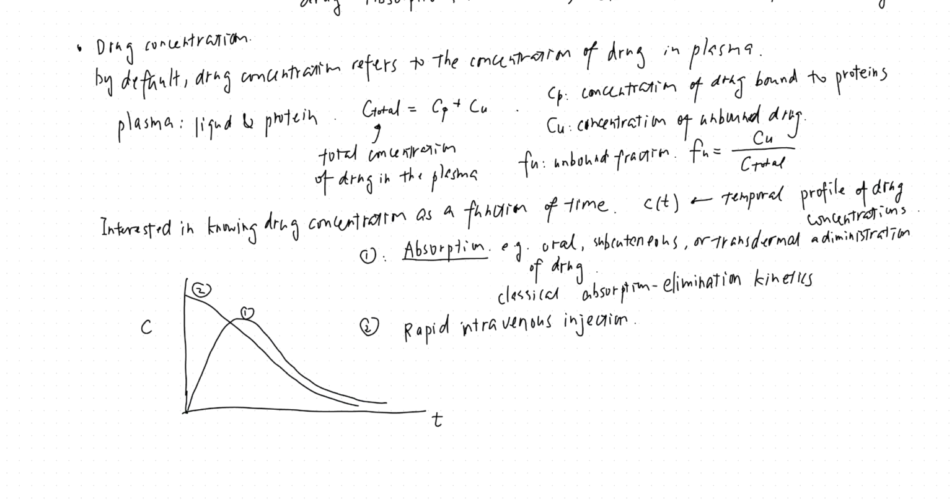Because of this faster and immediate accumulation of drug in the blood, in the plasma, people need to be careful to control the dose. If it's not well controlled, they need to think about how to avoid toxicity and other problems due to the high peak concentration.